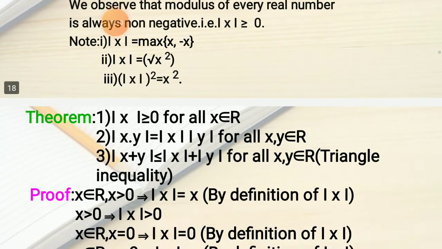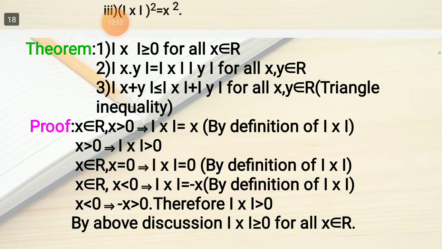So we have a very important theorem here. Mod x greater than or equal to 0 for all x belongs to R. Mod xy equal to mod x into mod y for all x, y belongs to R. Mod of x plus y less than or equal to mod x plus mod y for all x, y belongs to R. The third one is called the triangle inequality. You know, in a triangle the sum of two sides is always greater than the third side. By that it is named as triangle inequality.